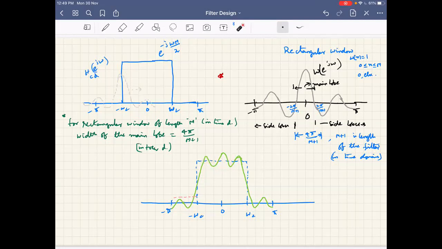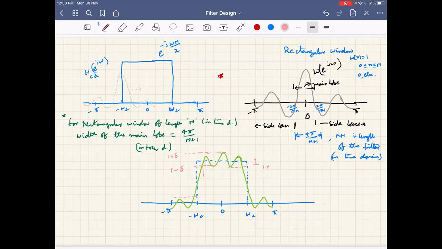Similarly, we may not be able to exactly pass the frequencies in the pass band with gain one, but may pass them with some oscillations around 1. So what we see is 1 minus delta and 1 plus delta may happen for the frequencies that we wish to pass in the pass band. So for a practical filter, the specifications to be given are slightly different from the ideal filter. What specifications do we give?